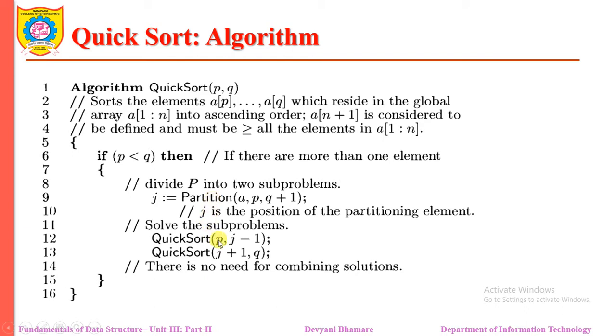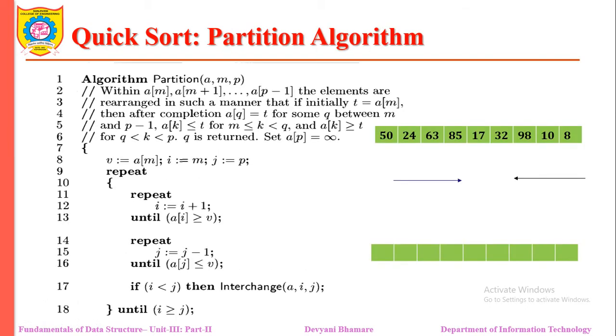So we again apply the quicksort on the first subarray, from the first location to the index of the pivot element, and on the part from the index after the pivot element to the last element. In this fashion quicksort is going to be recursively called. Let me see how this partition function works.